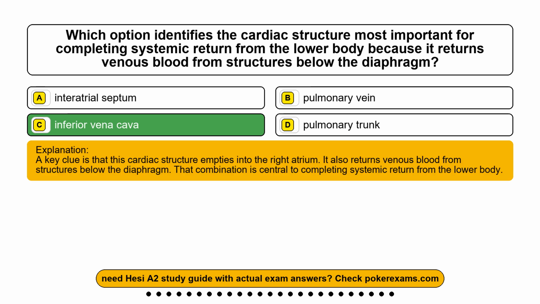A key clue is that this cardiac structure empties into the right atrium. It also returns venous blood from structures below the diaphragm. That combination is central to completing systemic return from the lower body.